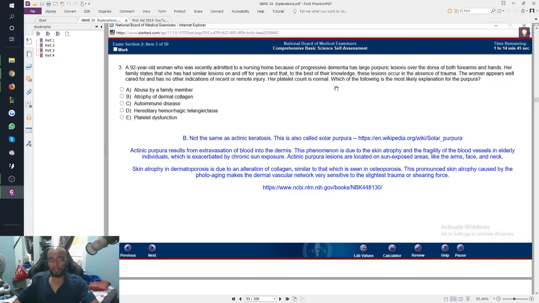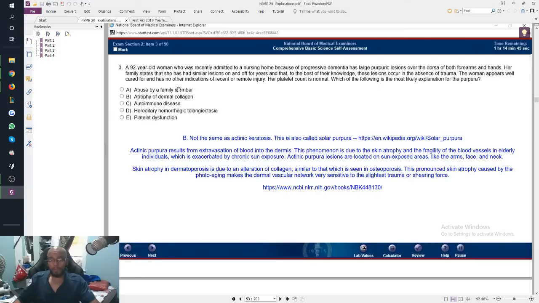Her platelet count is normal. Which of the following is the most likely explanation for the purpura? So since they tell you that her platelet count is normal, you know it's not petechia. Right? That was the number one thing to understand. So at this point, when you look at all the answer choices, if any of them had something to do with petechia, you would take that out, and that would be D. Right? You would take out hereditary hemorrhagic telangiectasia because this patient doesn't have petechia. You get petechia when you don't have enough platelets, or if you don't have functional platelets, stuff like that.